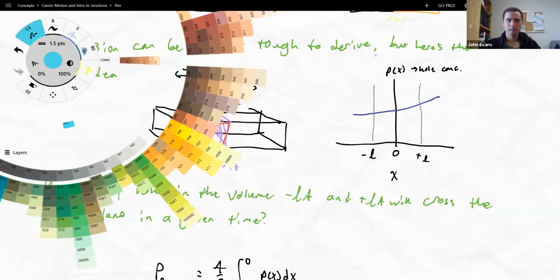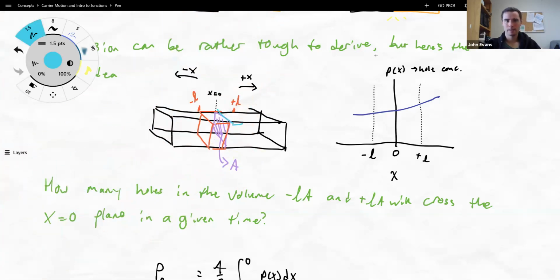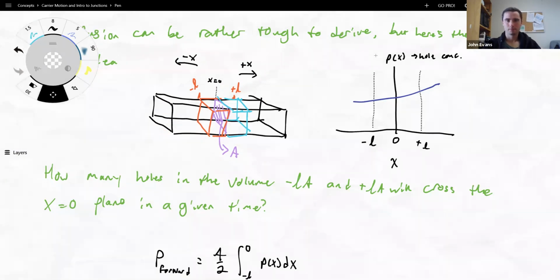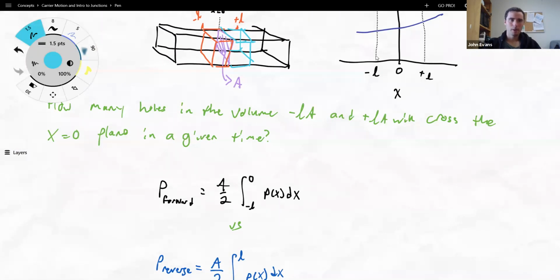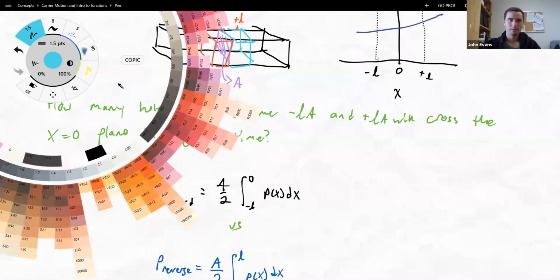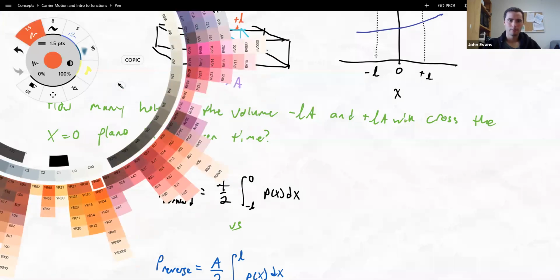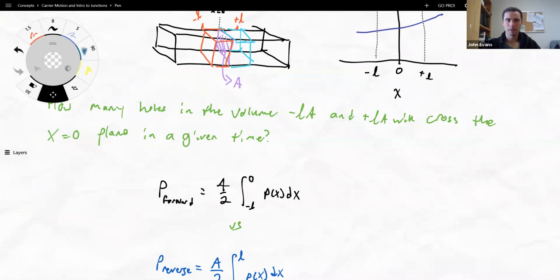And how many electrons on this side are going to go past the barrier, right? Okay, so the way we're going to figure that out is with this equation here.